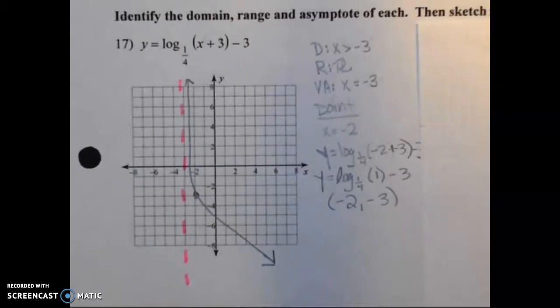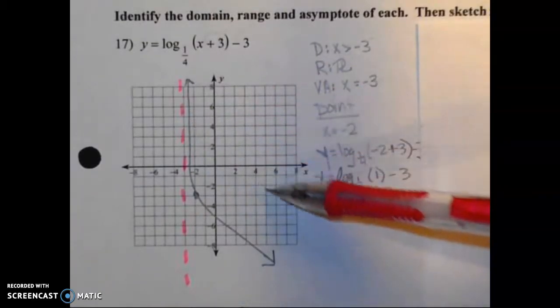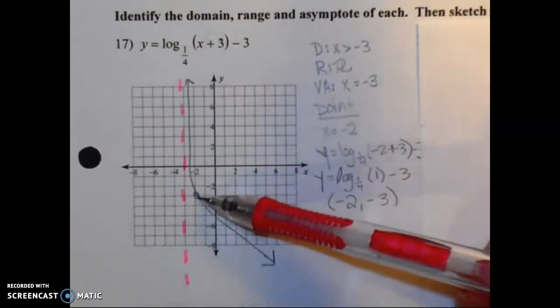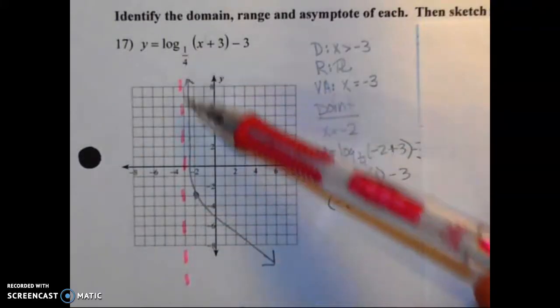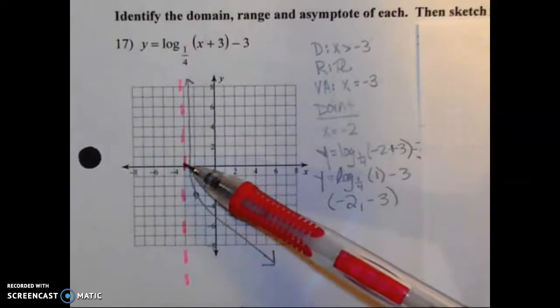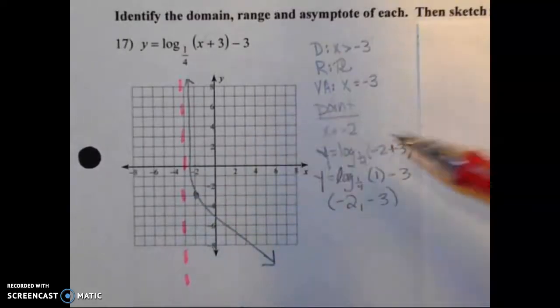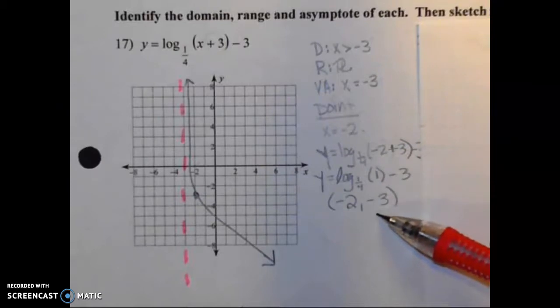Okay, then we need to pick a point to see where it goes through, because we don't know if it runs along and pops over this way, or runs along all the way down here and pops over. How do you know where to start to make your turn? Here's what you do. The asymptote is at -3, so I'm going to go 1 to the right. So I let x equal -2. I plug in the number and do the math, and I get (-2, -3).